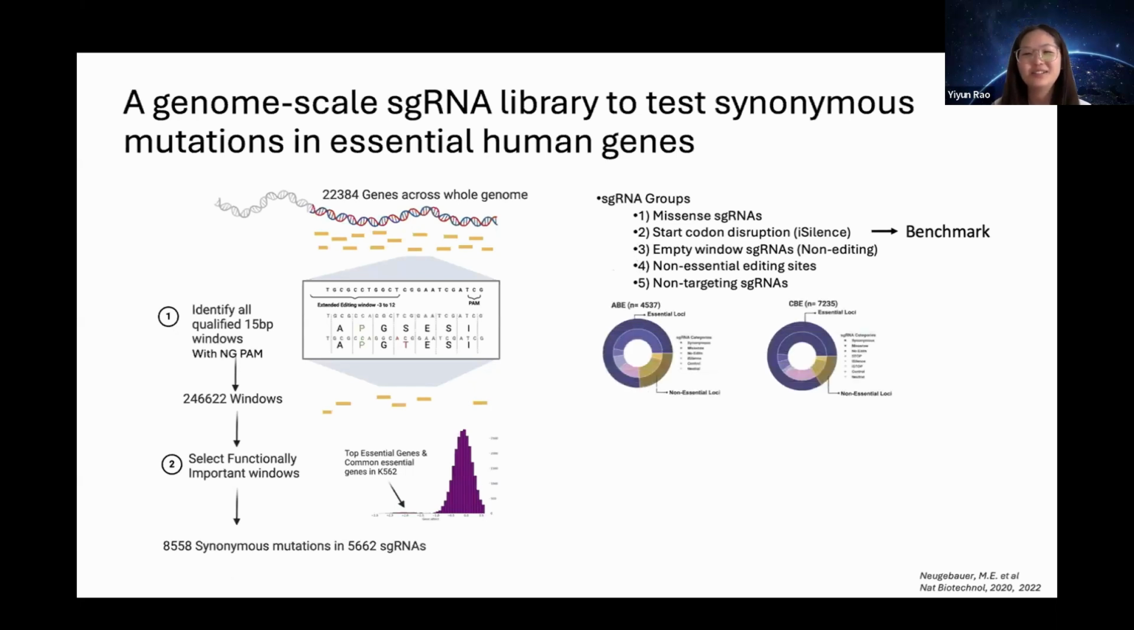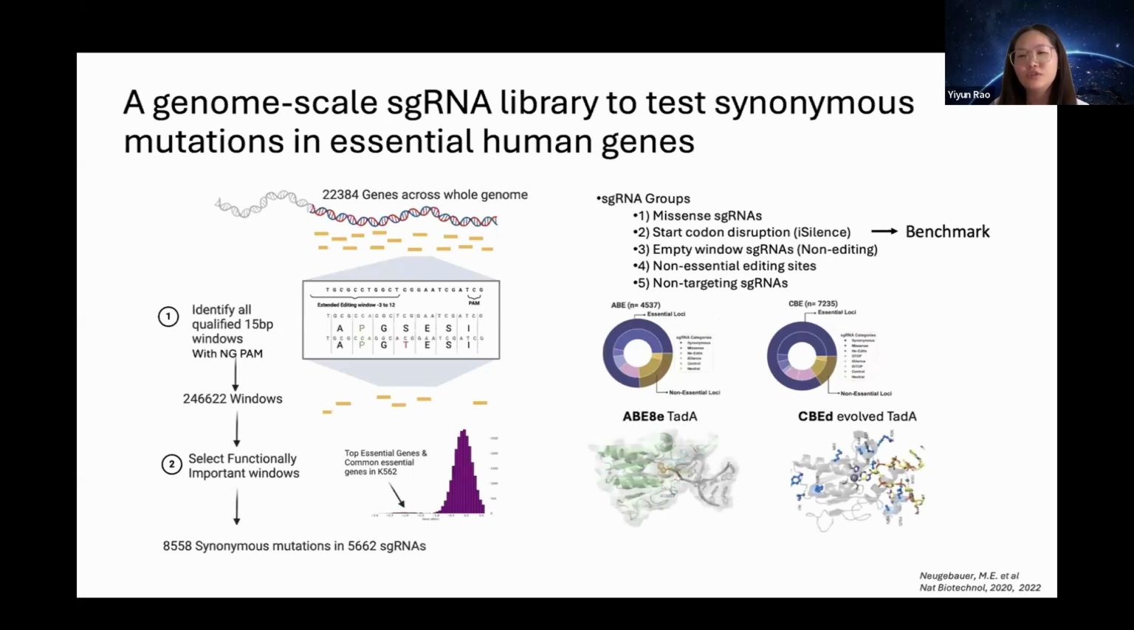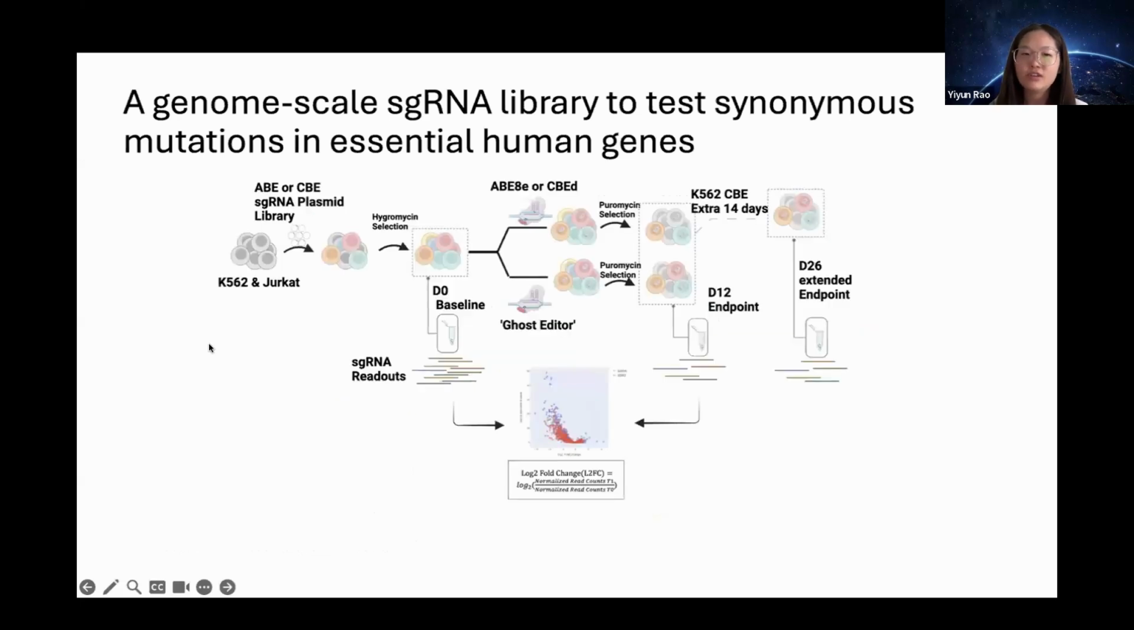And we ended up with two libraries. We have around 4,500 sgRNAs for the AB library and around 7,000 sgRNAs for the CB library. And on top of that, we used two very efficient base editors, ABE8e and CBD, which are proved to be a few hundred times more efficient than the previous generation. We ran a screen in two cell lines because we are not interested in cancer cell context-dependent effects. So we really want to find the true functional mutations.